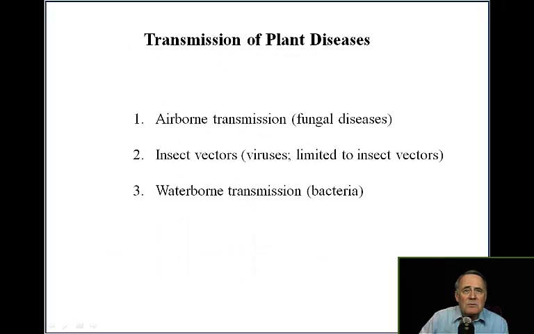Next, consider the use of plant diseases by terrorists to disrupt the agricultural economy of a country or state. For perspective, it is useful to outline the 3 primary mechanisms for the transmission of plant diseases. These include airborne transmission, which is the mechanism for most fungal diseases, insect vectors, which is the mechanism for most viruses, and waterborne transmission, which is the mechanism for most bacterial diseases of plants.